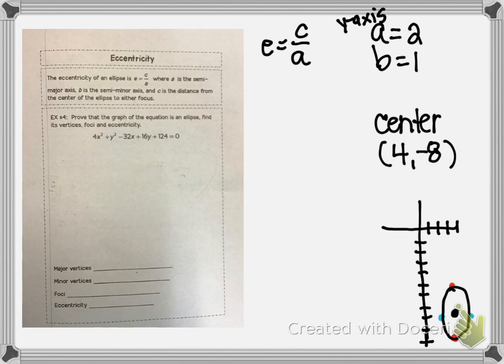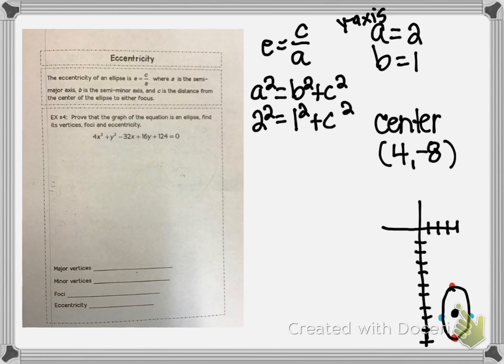In order to find my eccentricity, I need to take my C value, which I actually need to find. And again, remember A squared equals B squared plus C squared. That's going to give me that length to my foci. So 2 squared equals 1 squared plus C squared. So that's going to be 4. 4 minus 1 is going to be the square root of 3.